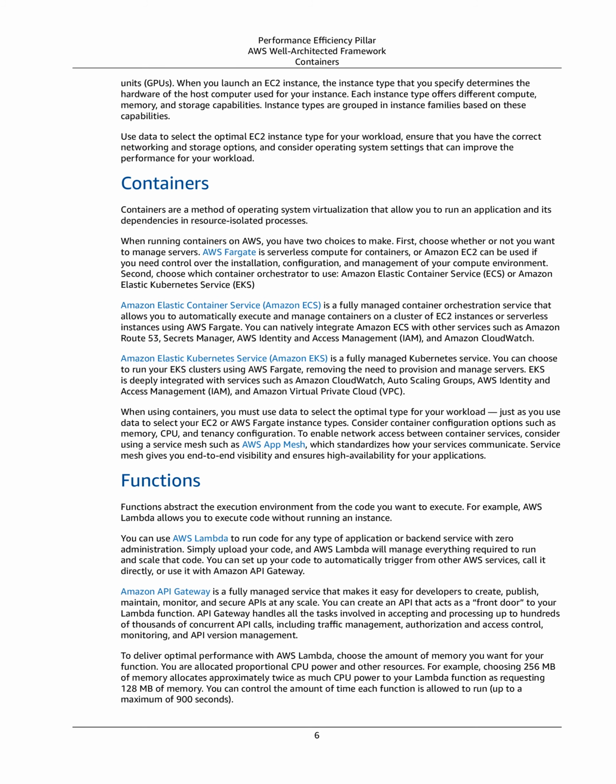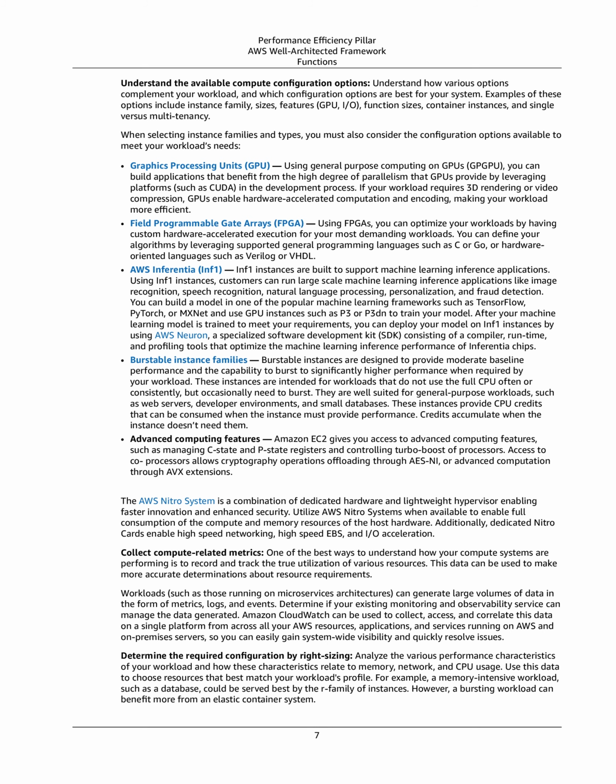To deliver optimal performance with AWS Lambda, choose the amount of memory you want for your function. You are allocated proportional CPU power and other resources. For example, choosing 256 megabytes of memory allocates approximately twice as much CPU power to your Lambda function as requesting 128 megabytes of memory. You can control the amount of time each function is allowed to run, up to a maximum of 900 seconds.